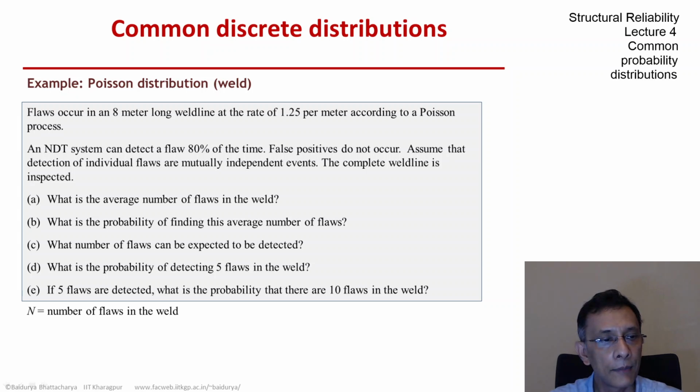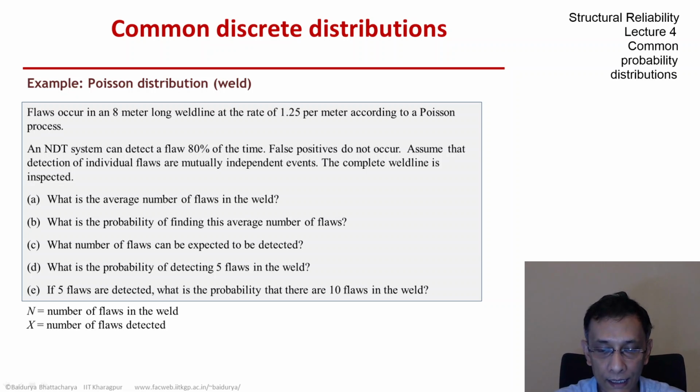So let's define capital N as the number of flaws in the weld, and it's given that capital N is Poisson distributed. But we also have another issue here, that is these flaws may or may not be detected. So not only do we need to define the number of flaws actually present in the weld, it would be good if we define another random variable x, which is the number of flaws that are detected. And it will be very helpful if we proceed in this manner.